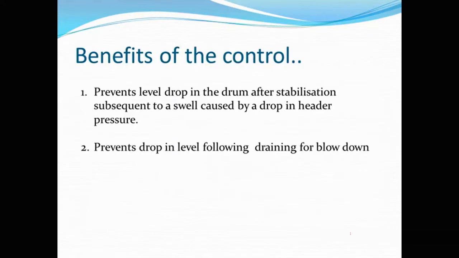The benefits of this control come from two different angles. One is to maintain the level when the header pressure to which steam is being supplied varies. This takes care of the fluctuations in the drum level in that case. At some particular frequency you are also doing a blowdown of the drum to remove the accumulated salts. In that situation also the three element control system will be very effective.